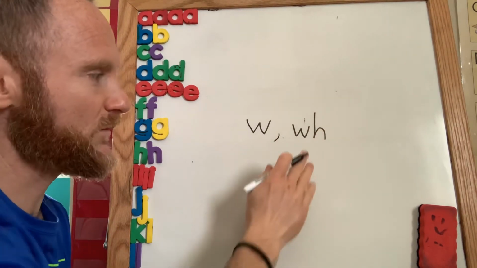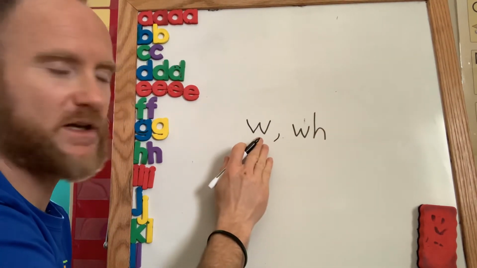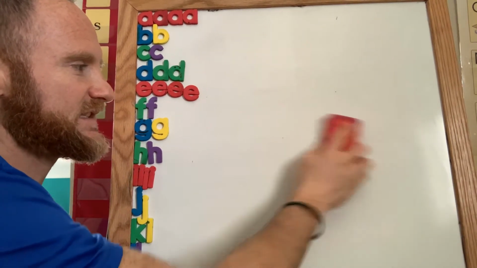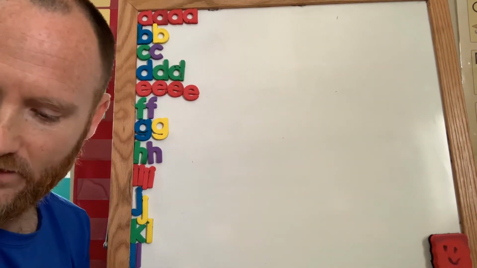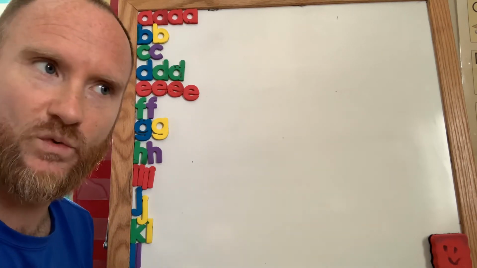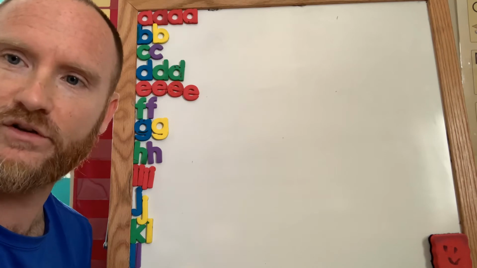All right, did you remember that digraph? We know W makes that sound, but don't forget about that digraph. It makes the exact same sound, okay? All right, let's do a few trick words. Remember, these are words that you don't tap out. You either know it or you don't, okay?